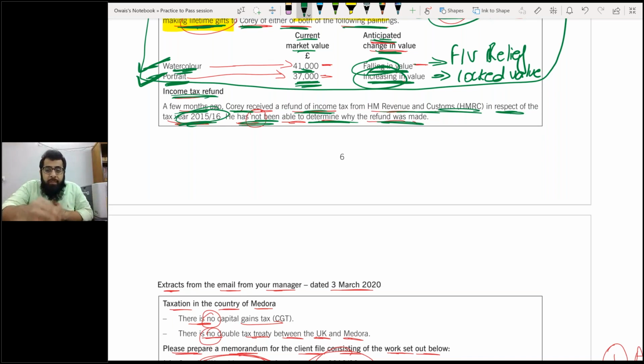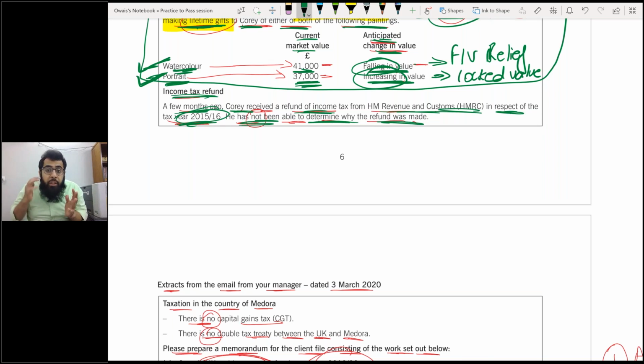Very easy question. A piece of cake. They have got a refund and they don't know the reason for it. So what should we do? We should explore the reason for that refund. And if we are not able to find out any reason, we should return this amount to HMRC.